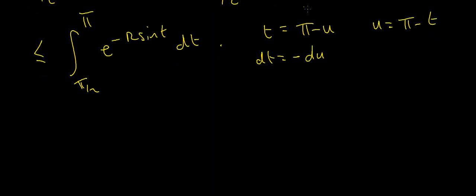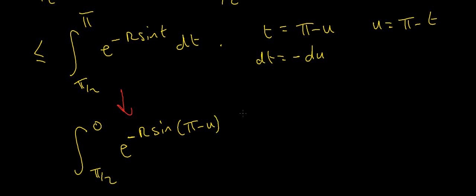Okay, so how does that transform my integral? Well, when t is equal to pi over 2, then u must be equal to pi over 2 as well. And when t is equal to pi, the only way that can be true is if u is equal to 0. So my limits of integration are pi over 2 and 0. And I'm going to have e to the minus r sine of pi minus u. And dt is minus du, so I'm going to have a negative sign here and a du here.